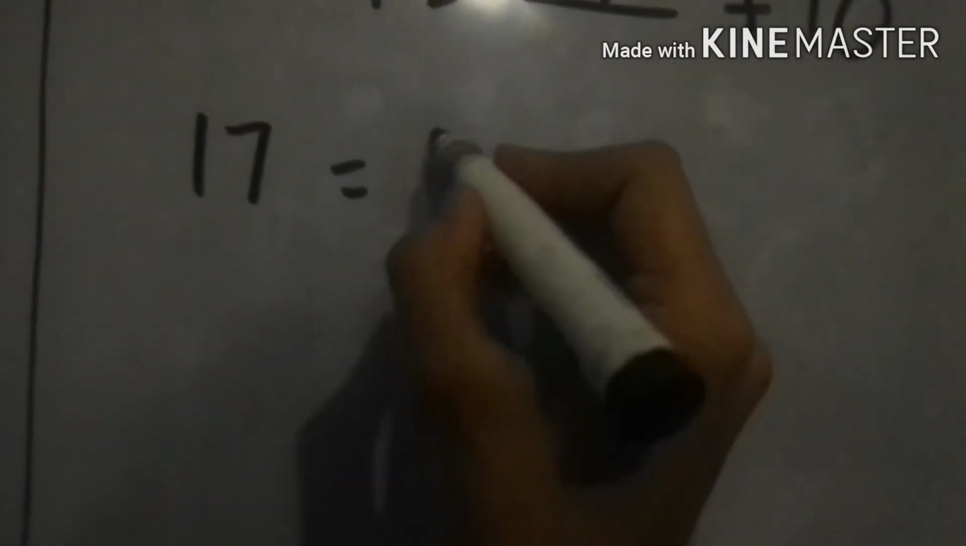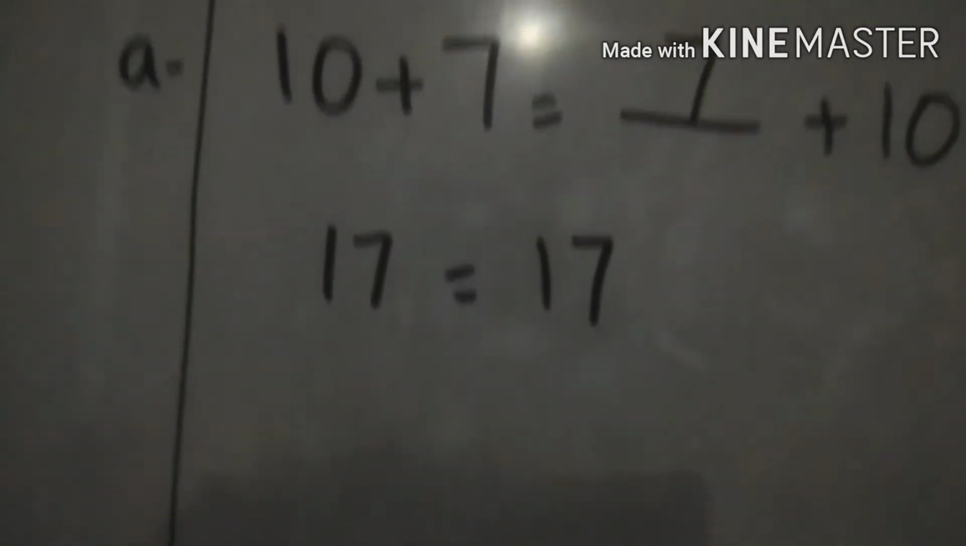10 plus 7 is 17, and 7 plus 10 will also be 17.